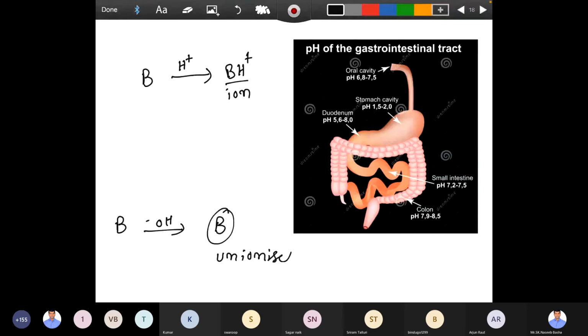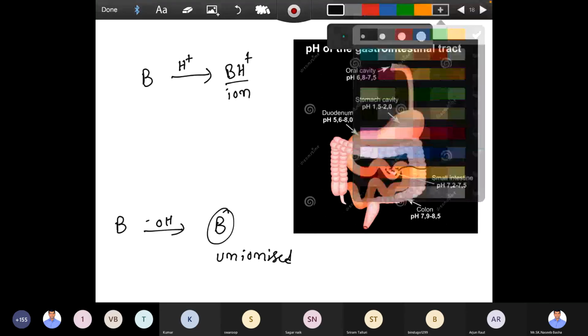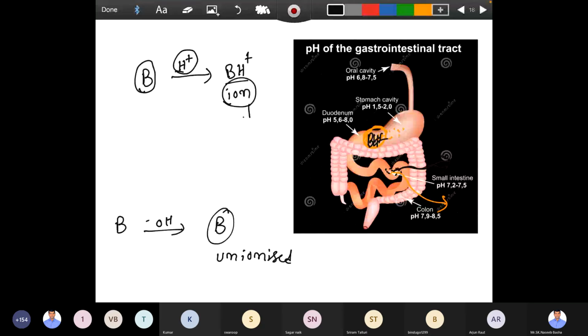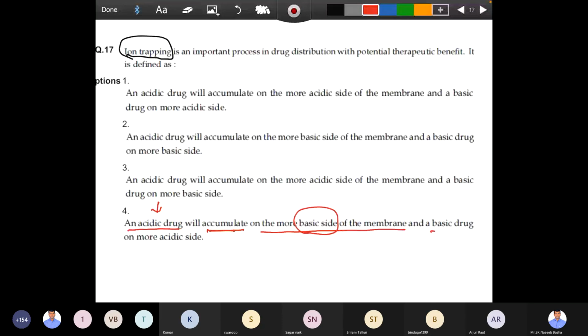If it is in unionized form, what happens? If it is in intestine, because it is unionized, it will be absorbed into the blood. It goes out from here. So it won't stay here, it goes out from here. But what happens here? In acidic pH, it will be forming an ion. Ion will get trapped. It will not get absorbed. So this ion remains as such here. Now understand this thing. Basic drug in presence of acid will be ionized and it will be trapped there. Now look at this. Basic drug on more acidic side will be accumulated.